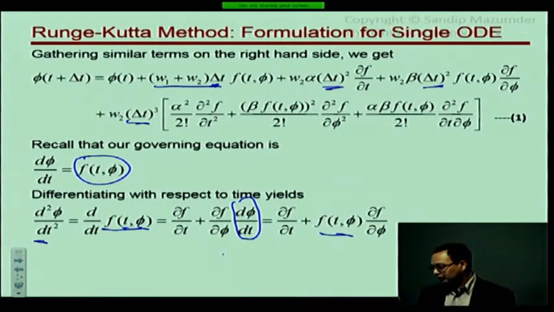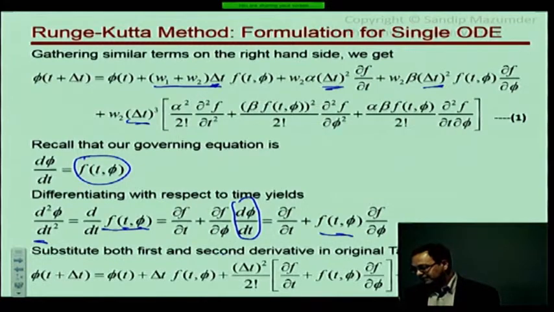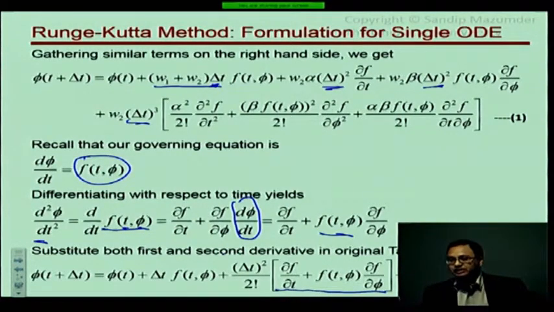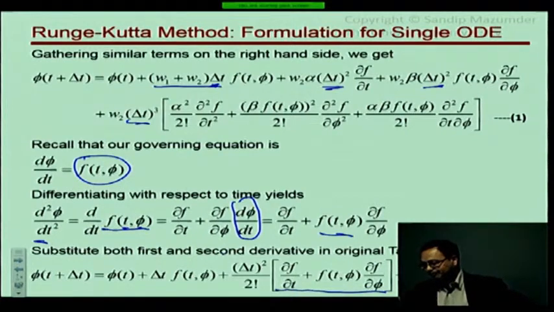We are now going to take our original Taylor series expansion, which we had, where we would get d square phi dt square. We replace that by this expression that we just derived.